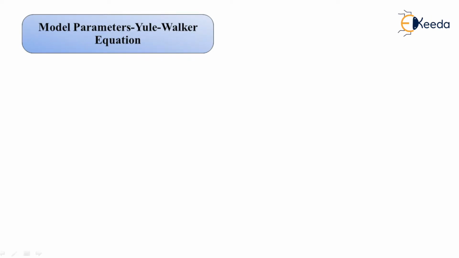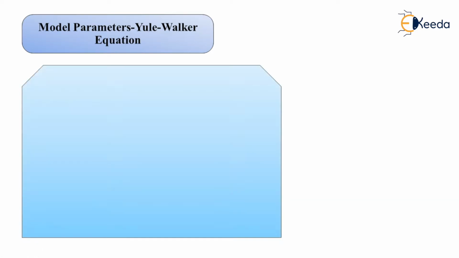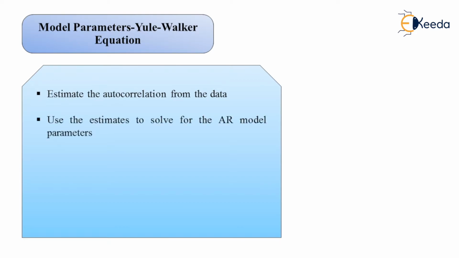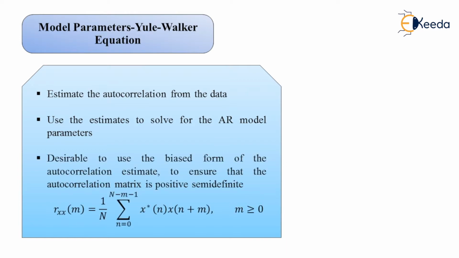When we talk about the Yule-Walker methodology, we are simply estimating the second order statistics called the autocorrelation function from the available data, and then using these estimates to find the solution for the AR model parameters. Here it is quite desirable to use the biased form of the autocorrelation estimate to ensure that the autocorrelation matrix is positive semi-definite.